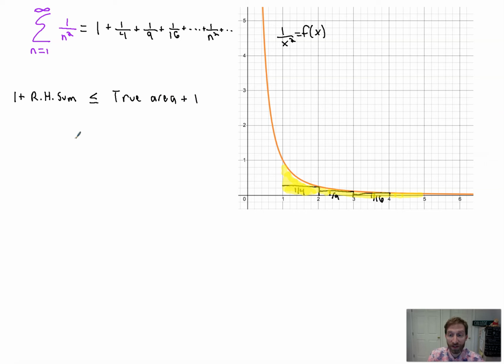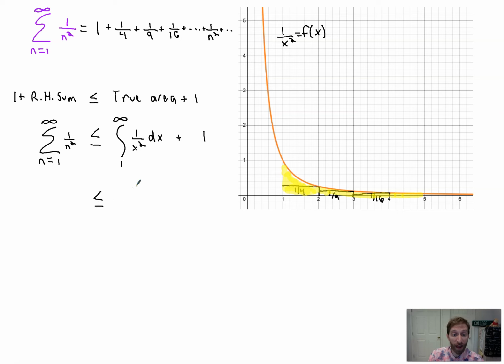And so what does that mean? Well, that means that this is less than or equal to the true area, which is the integral from 1 to infinity of 1 over x squared dx plus 1. And again, the plus 1 there is because we don't have that 1 that we included in the Riemann sum. So you've got 1 plus the right-hand sum, so that would be the same as the exact series. So the exact series of 1 over n squared is less than or equal to this. Well, that's less than or equal to that.